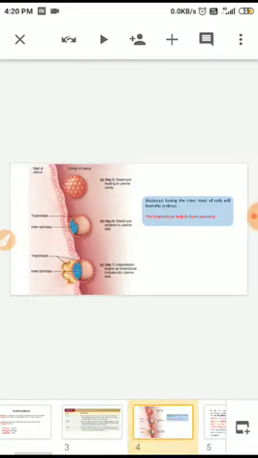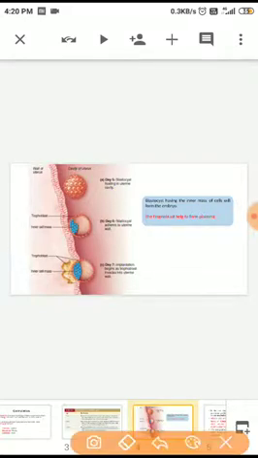And the blastocyst has the inner cell mass. Actually, what is happening: blastocysts float in the uterine cavity on day 5. You can see in the photograph the day 5 blastocyst floating in the uterine cavity. On day 6, the blastocyst adheres to the uterine wall. Adhere means stick to the uterine wall.